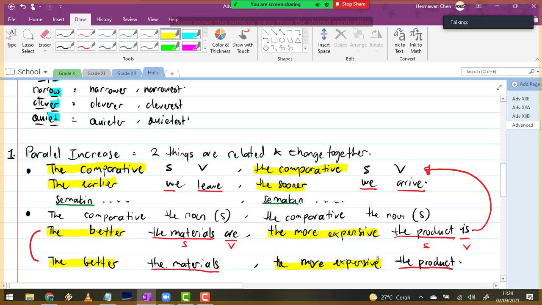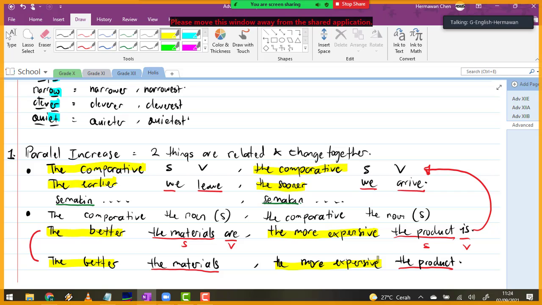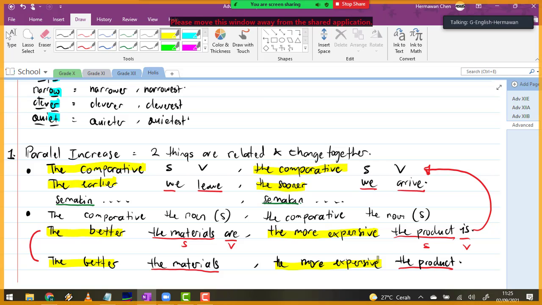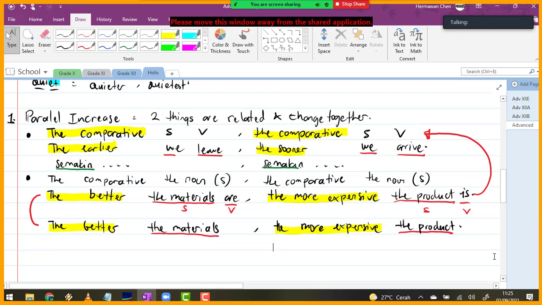Any question? Remember, for the second pattern we do not use the verb any longer. There is a note that the second pattern can only be used if the subject is a noun. Now look at the first example. The earlier we leave, the sooner we arrive. Can you use the second pattern? No, you cannot, because the subject is we, not a noun. That's the criteria, so keep it in mind, guys. Any question?